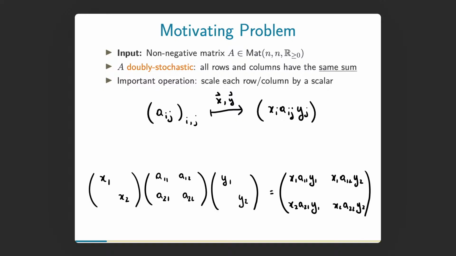If I write this in matrix format, just for a 2 by 2 matrix, x1 scales the first row, x2 scales the second row, y1 scales the first column, y2 scales the second column. Does that make sense? So when I do this multiplication, I get exactly my scaled matrix. Does that make sense? Okay.